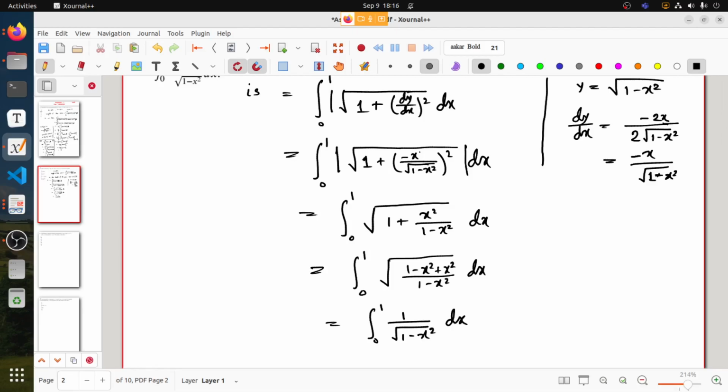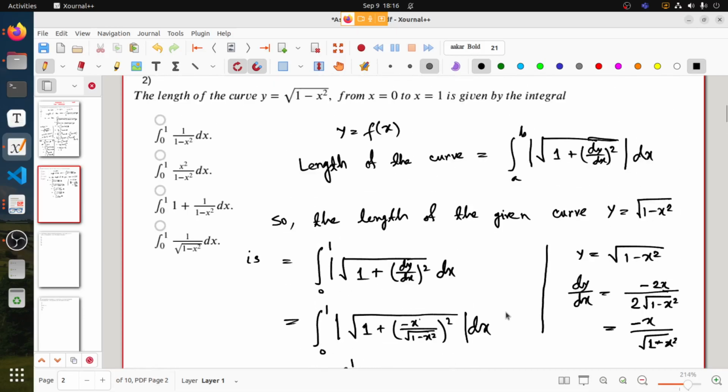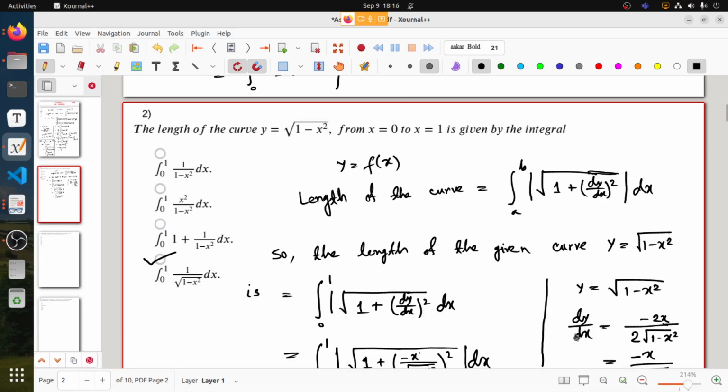So we get this. Now check which option is correct. We get the integral from 0 to 1 of 1 by square root of 1 minus x square dx. So which option is correct? Option D, right? The integral from 0 to 1 of 1 by square root of 1 minus x square dx. So the length of the curve is given by this integral. Is this fine?